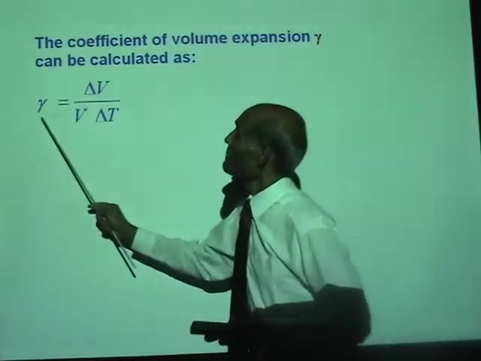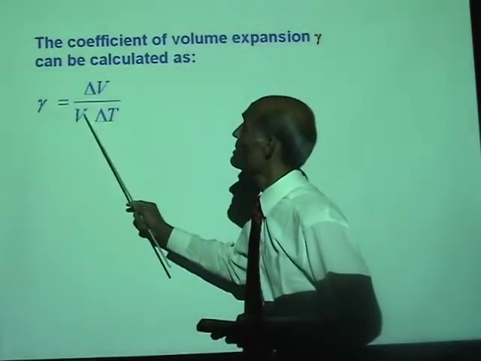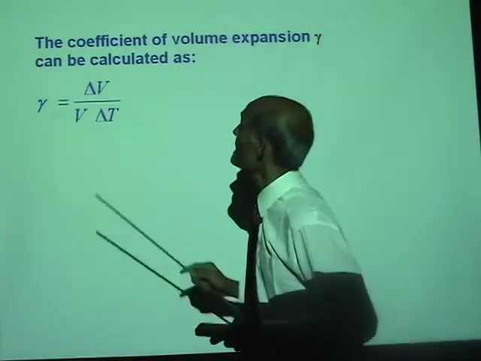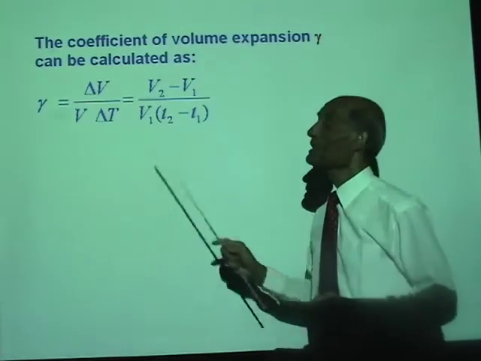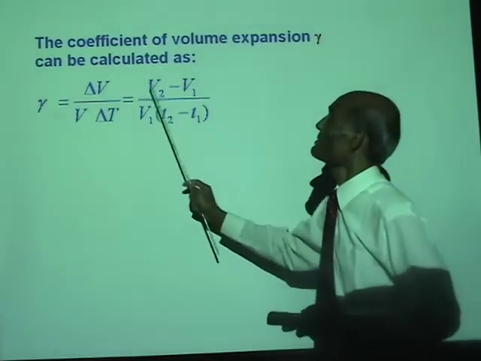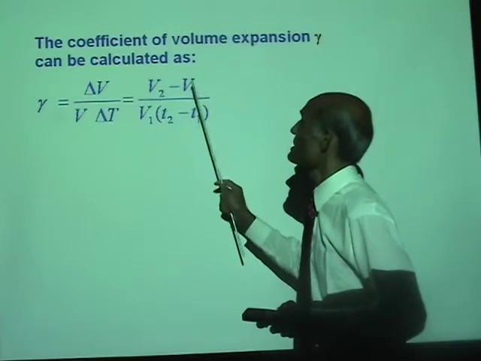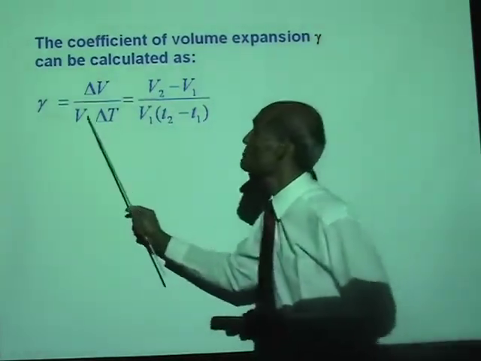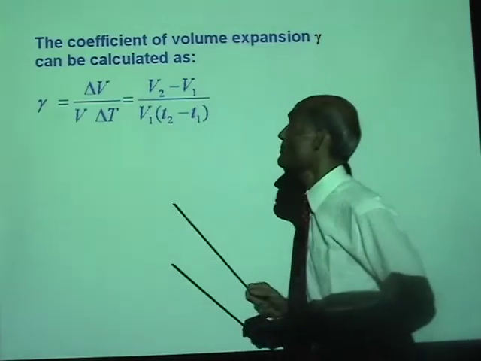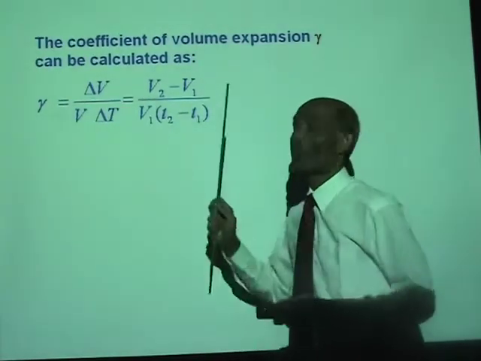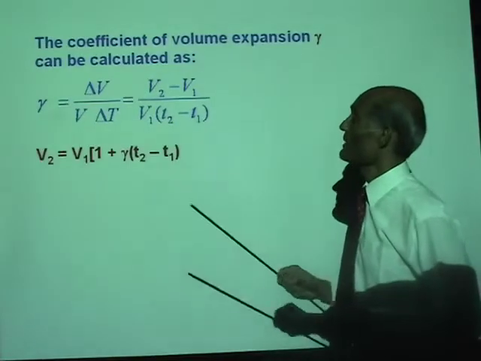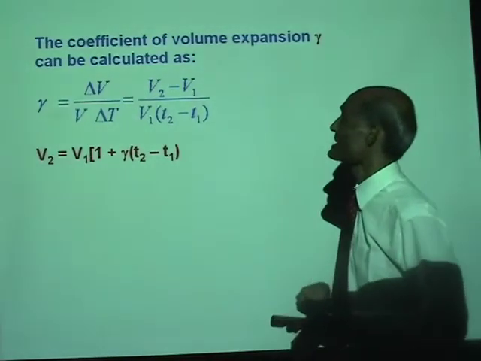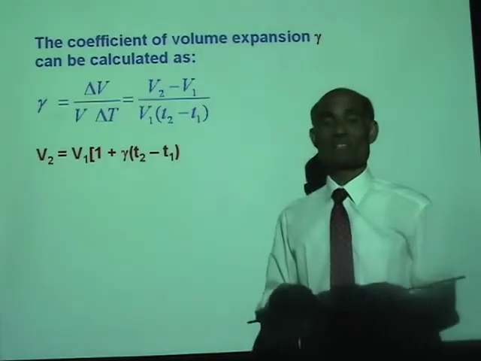Well, we can write gamma equal to delta V over V delta T, and delta V is V2 minus V1. So it can be written now as V2 minus V1 divided by V1 times (T2 minus T1). I just wrote V1 in place of V. Can you solve for V2 from there? Therefore, V2 equals V1 times (1 plus gamma (T2 minus T1)).